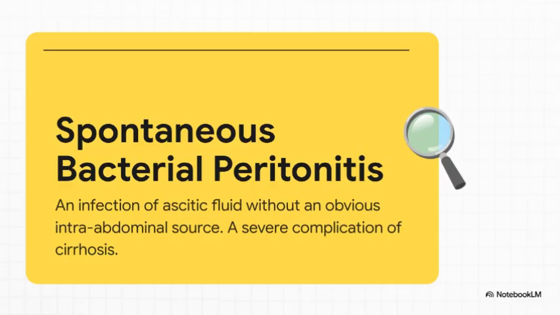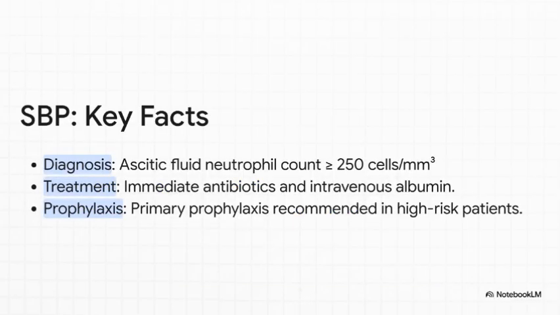Any patient you have with cirrhosis and ascites who suddenly develops a fever, belly pain, or confusion, you have to immediately think about SBP. So how do you diagnose it? It all comes from that fluid sample you took. If the absolute neutrophil count is 250 or more, that's SBP. You don't wait for cultures to come back, you start broad-spectrum antibiotics right away. And here's a crucial point. You also give intravenous albumin. This has been shown to protect the kidneys and dramatically improve survival.